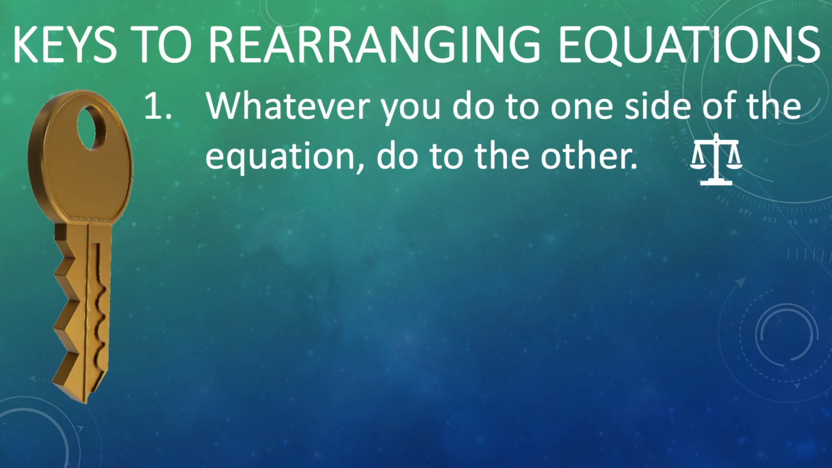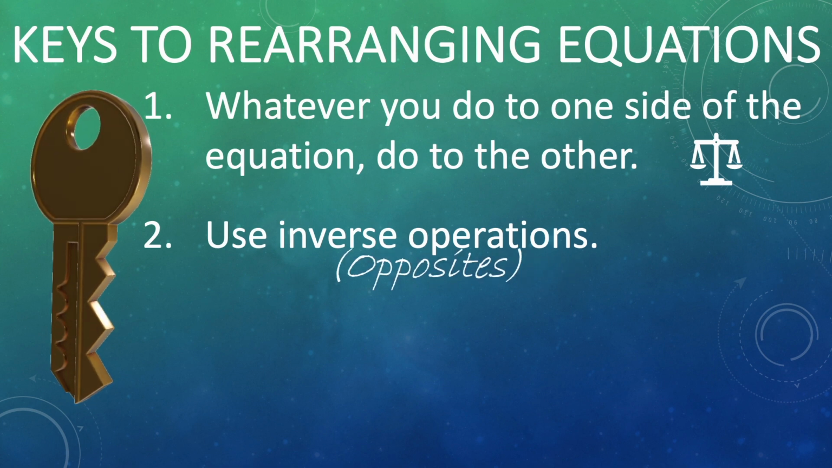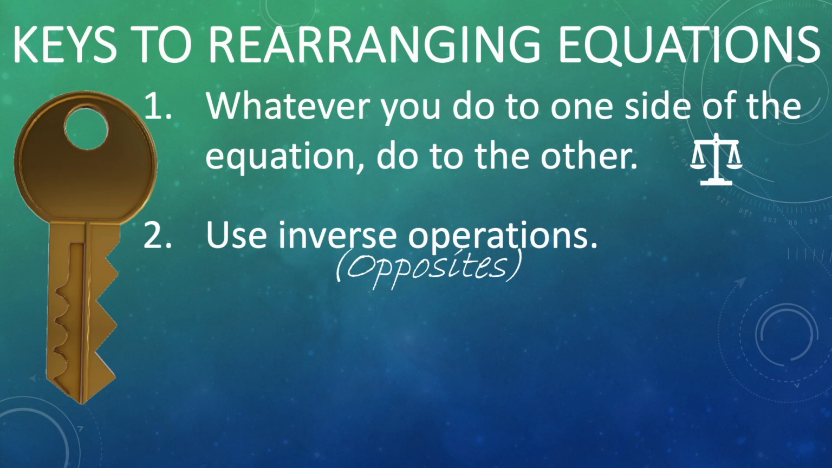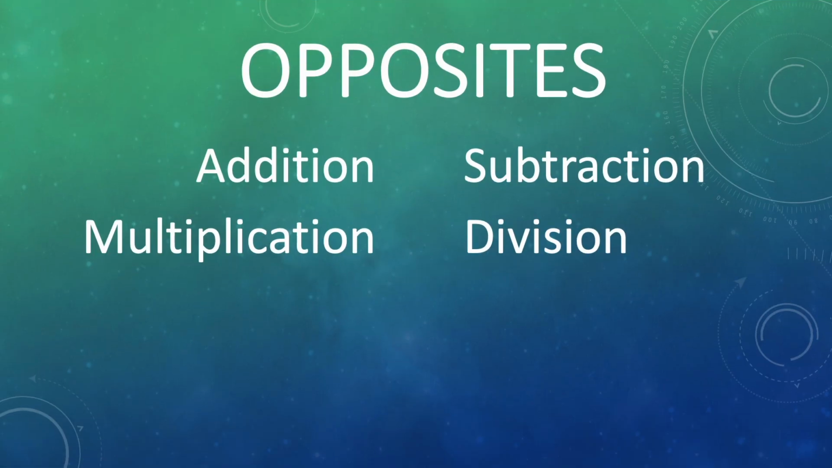Second, we'll use inverse operations. That's just a fancy phrase for opposites. We'll use opposite operations that can undo each other. These are two of the most useful pairs in science. First, addition undoes subtraction, and subtraction undoes addition. Second, multiplication and division are each other's opposites, so they undo each other.